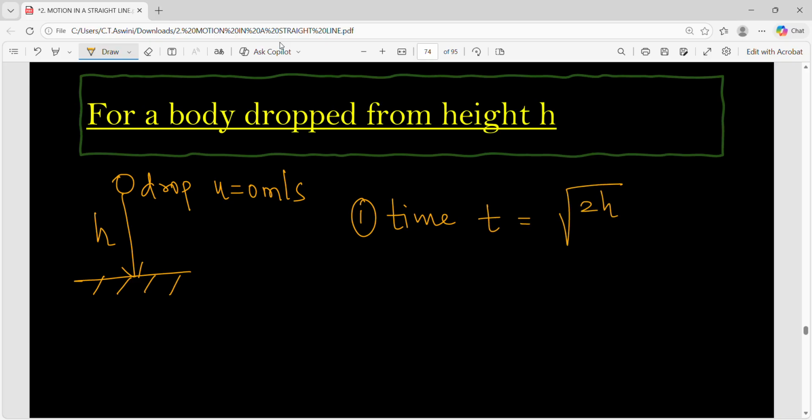It will be t equals root of 2h upon g. How do we get this formula? Using S equals ut plus half a t square.